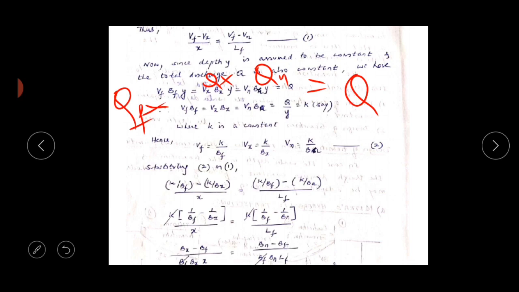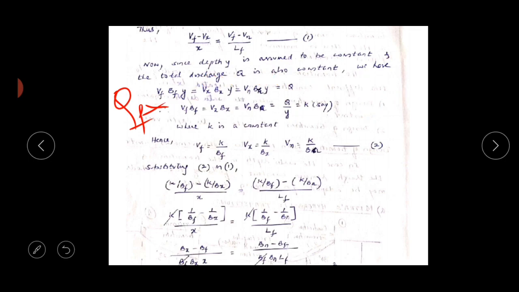Here Qf, I want to calculate what is Qf. Qf is nothing but area into velocity. Area is base into depth. So base width is how much? Bf into depth y, that is constant. Y into velocity is Vf, that is what over here I have written. Qf is equal to Vf Bf y, and for the transition section the discharge will be Vx into Bx into y, and for the normal section it is Vn into Bn into y. So overall it is equal to the constant Q.